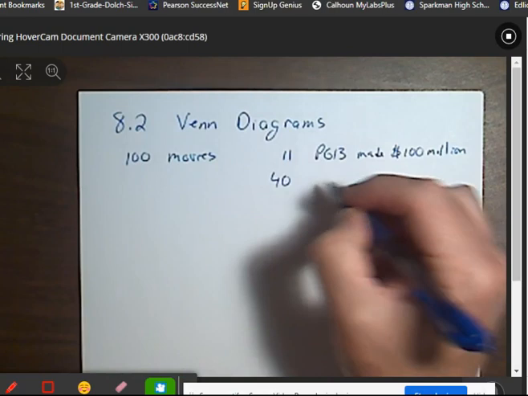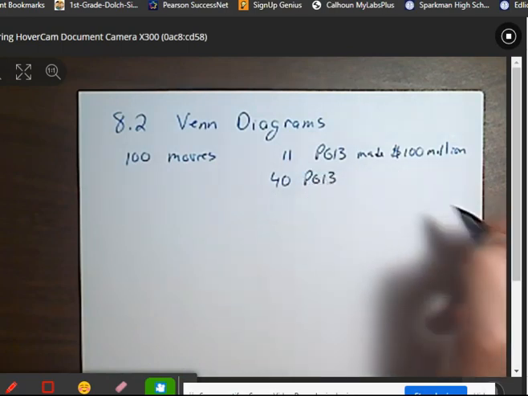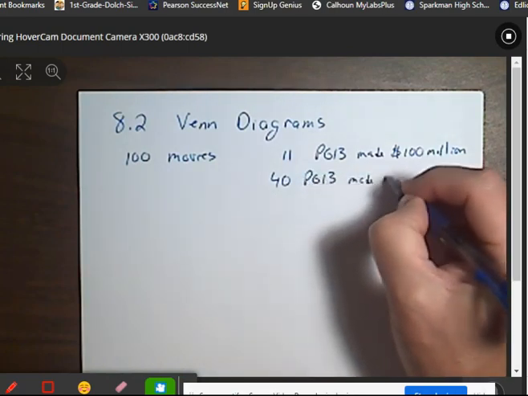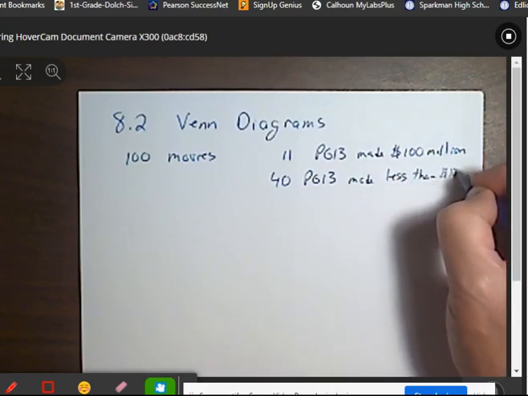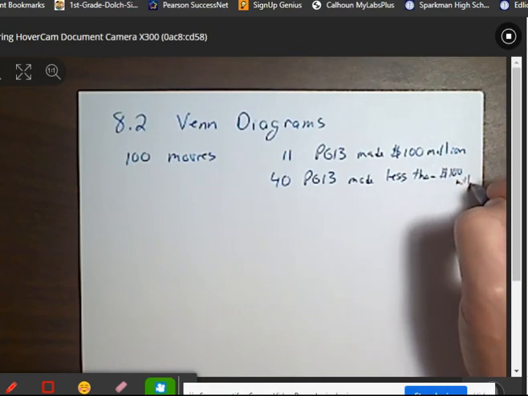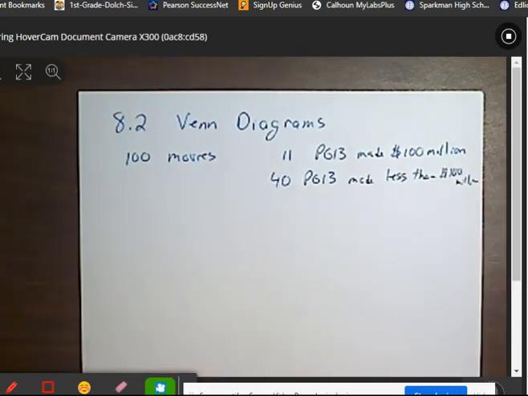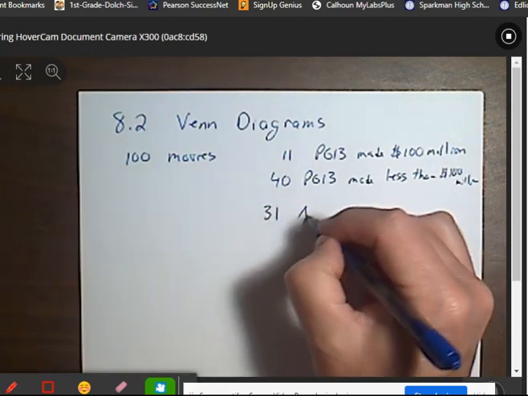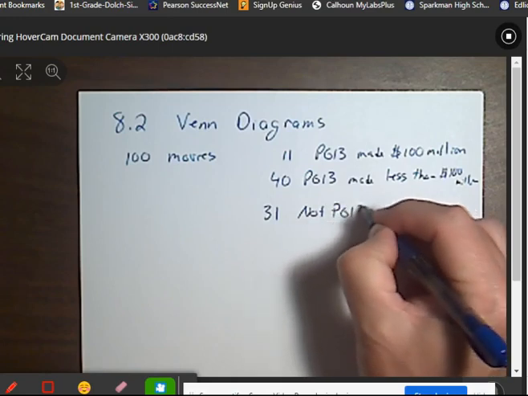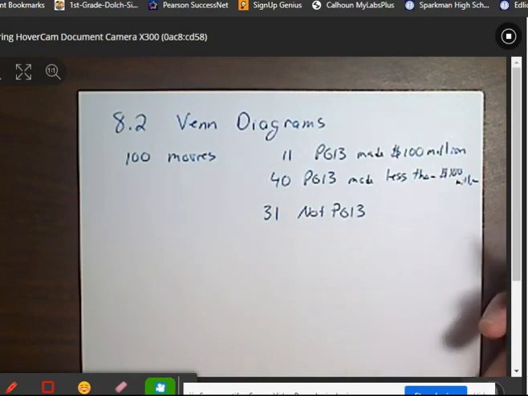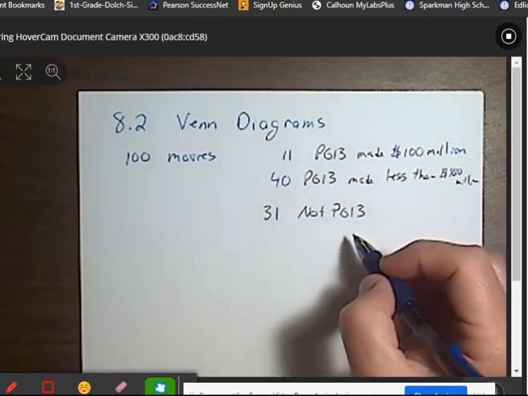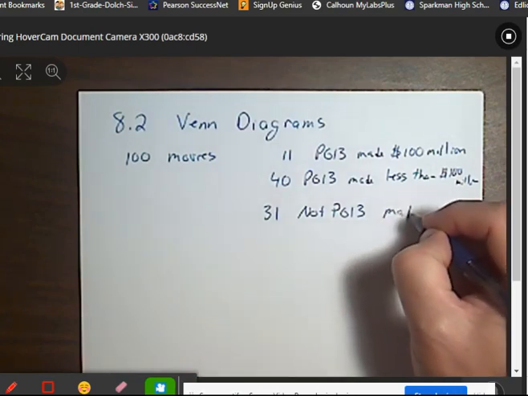And it said there were 40 PG-13 movies that made less than 100 million. And it said there were 31 that were not PG-13, and again, that could be R or G or PG or whatever, that made, but then there were 31 that were not PG-13 that made less than 100 million.